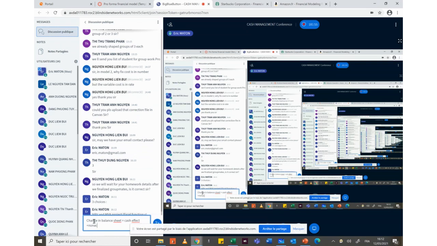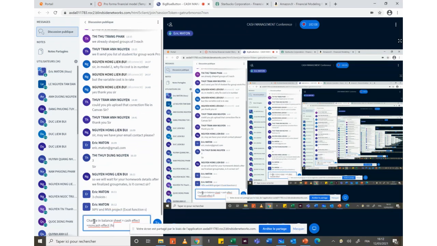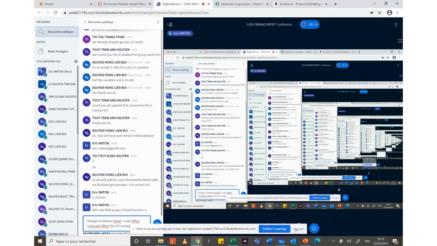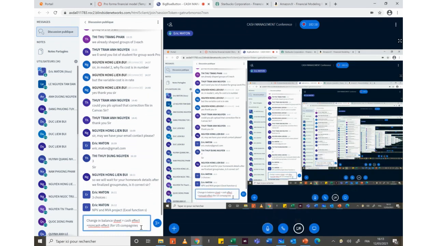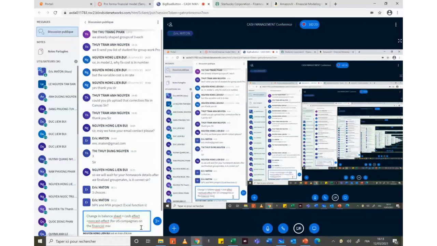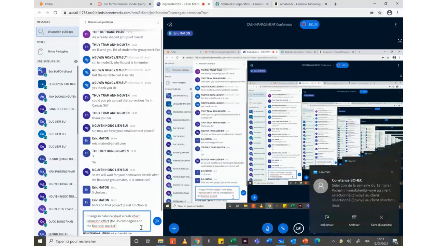It's generally interesting to understand that we have the change; this is the cash effect, this is the non-cash effect, and to explain the two. Here it is for American companies, US companies, because we can easily find the Excel files on the financial market. So for each line item of the balance sheet, you try to separate the two and explain what we have in the non-cash effect.